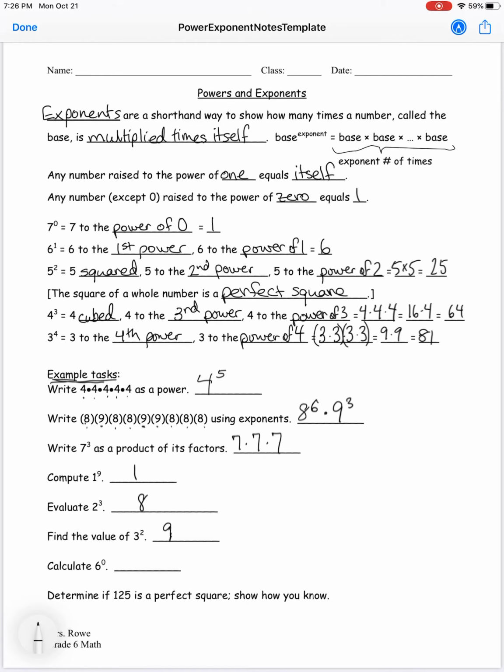Calculate 6 to the 0 power. I could show 6 divided by 6 if I want to show where the calculation comes from, but I don't need to because of this standard rule. It just equals 1. And the last example here.